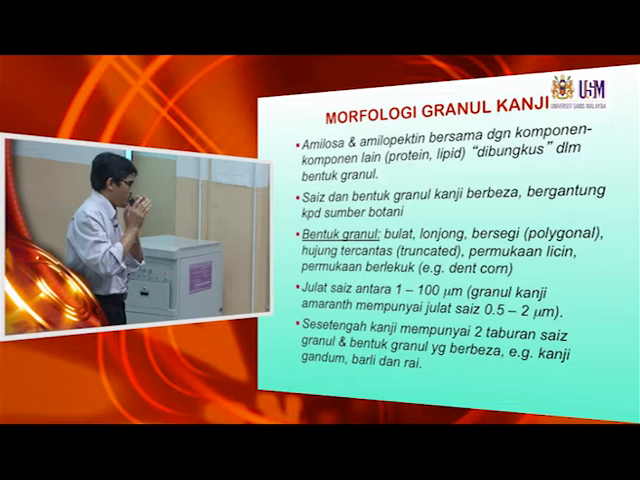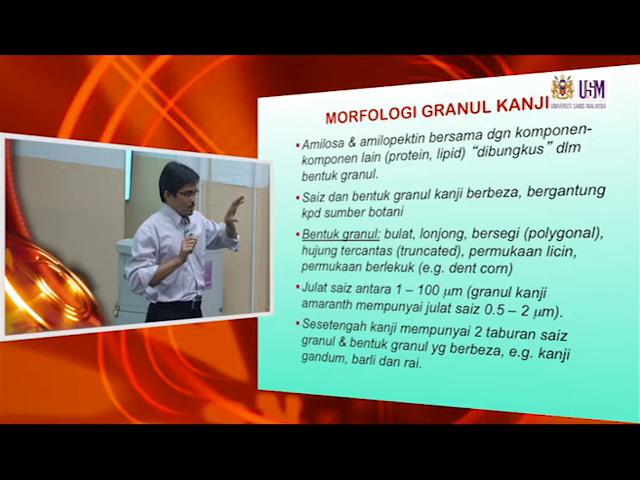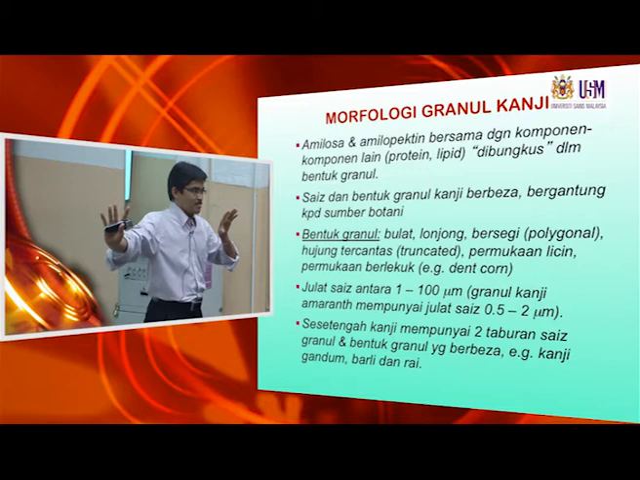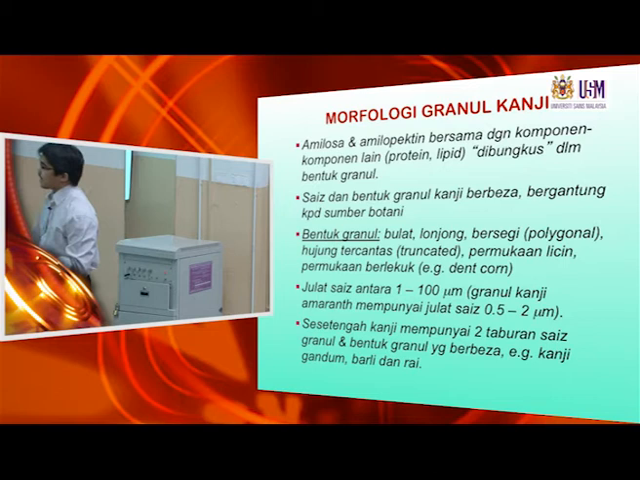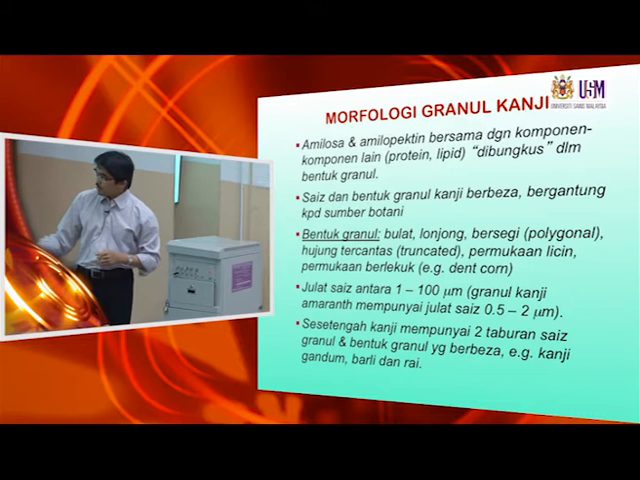Example like wheat starch. They have, say, around maybe 20 micron size, another around 60 micron. Okay? And barley and rye. Barley, you know barley, right? It's a type of cereal also. What about rye? Also a type of cereal, yeah.